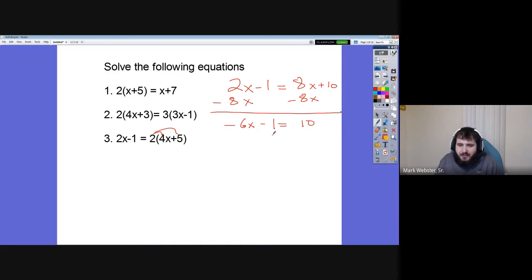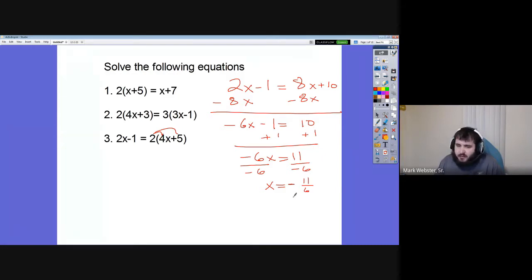Now let me get the numbers over to the right-hand side. And then let me divide. And this doesn't go in evenly, right? And the other thing is that 11 and 6 don't have anything in common to divide by. So I really can't do anything with that. What I am going to do is leave it that way.